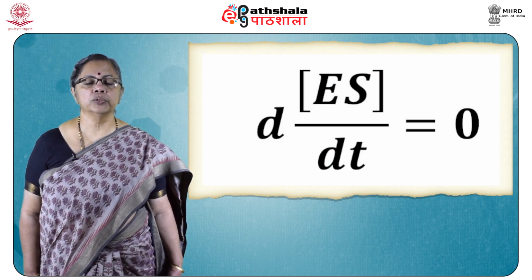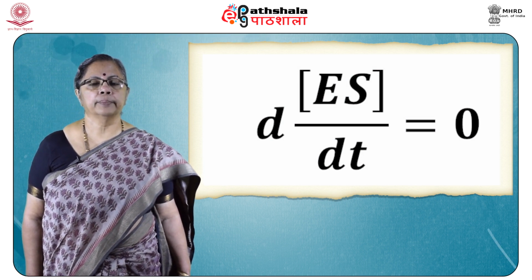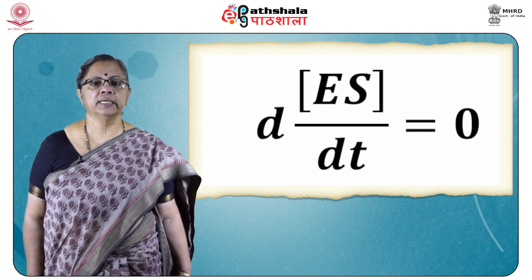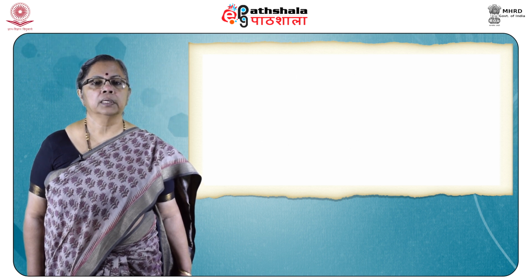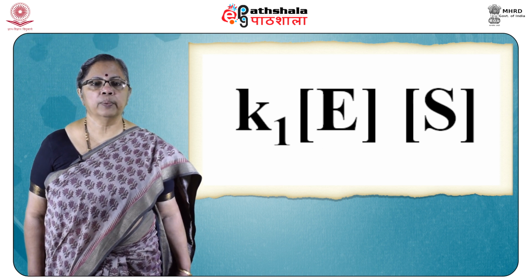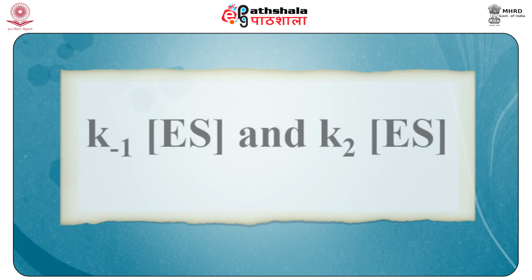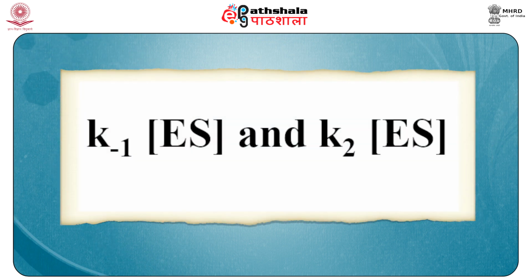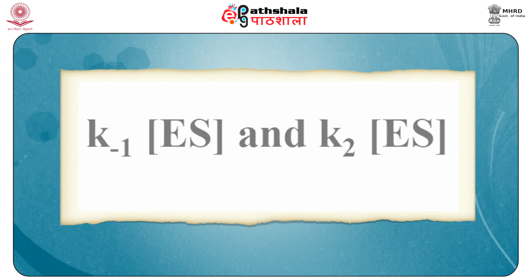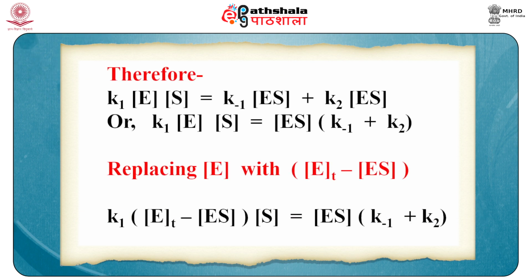dES by dt is equal to 0, an assumption of the steady state hypothesis. All reaction rates leading to the formation of ES are balanced by reaction rates removing ES. Reactions leading to ES formation: K1 into E into S. Reactions removing ES: K minus 1 ES and K2 ES. Therefore, K1 E into S is equal to K minus 1 ES plus K2 ES, or rearranging, K1 E into S is equal to ES into brackets K minus 1 plus K2.